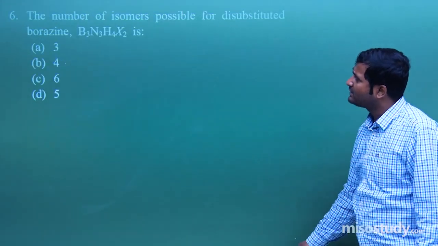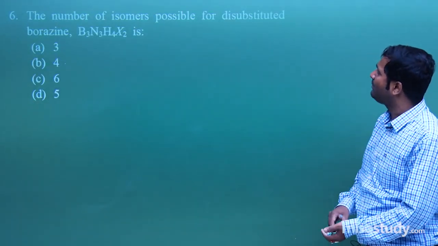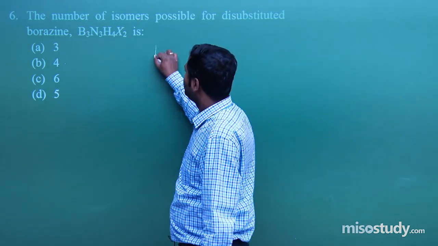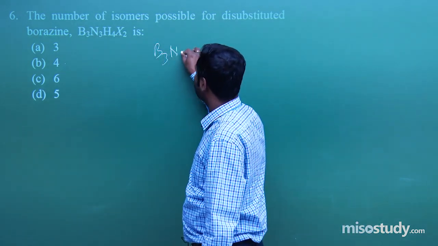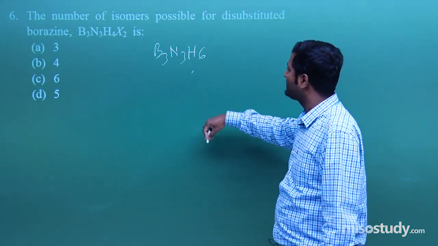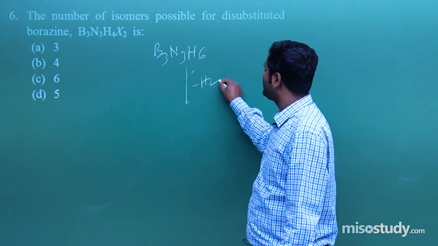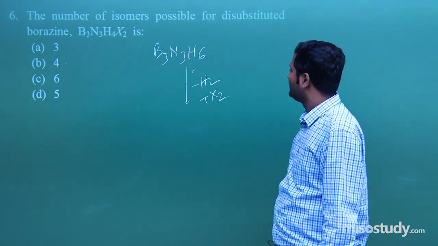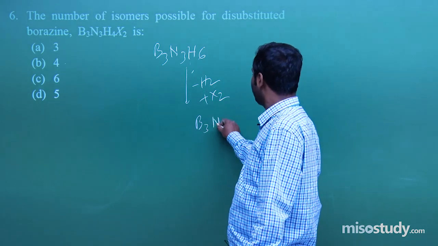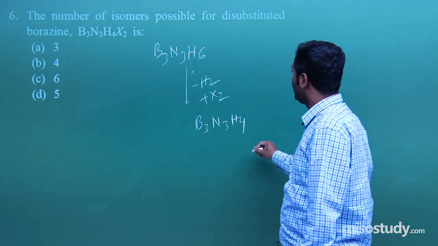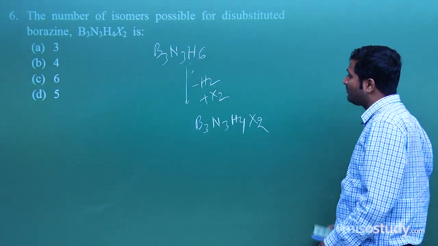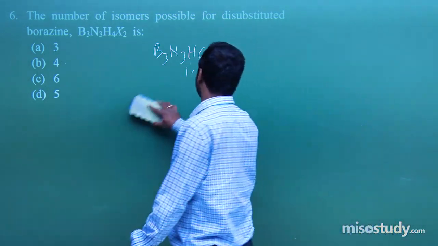Now the next question is the number of isomers possible for B3N3H4X2. This is inorganic benzene, B3N3H6. Removal of hydrogen takes place and addition of halogen, then it forms the formula B3N3H4X2. This is the formula. Now how to draw the possible isomers in this case? Now look at what I am telling.